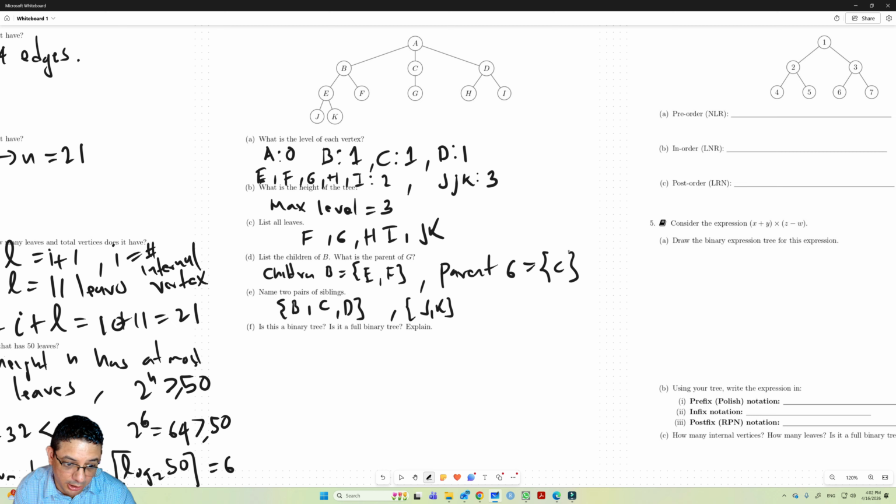Now we can talk about, is this a binary tree, a full binary tree? And so it's not a binary tree because the vertex A has 3 children. A binary tree can only have 2 children. So not binary. More than 2 children. So really we can think of this as a tree-ary, or ternary tree, more likely.